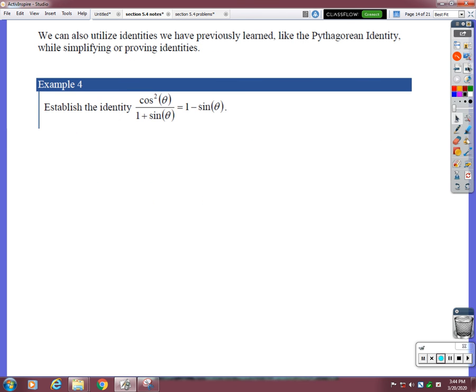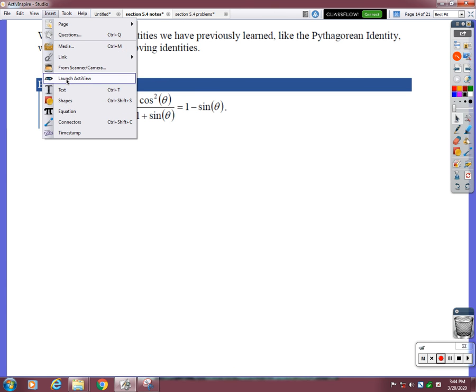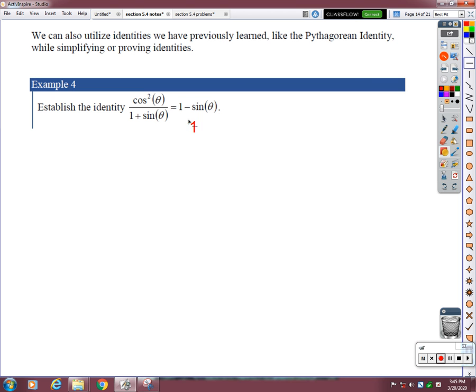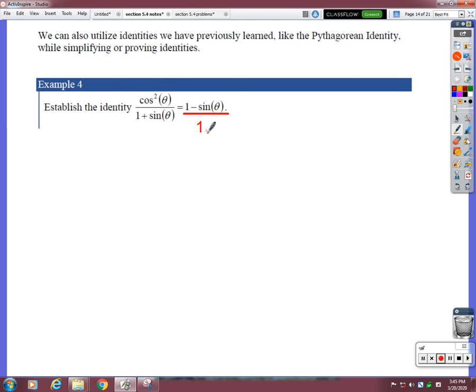Alright, do we have any more? Sure. So let's do another one here. Now this is a fun little strategy where I have cosine squared divided by 1 plus sine equals 1 minus sine. So what I'm going to do for this is think of this as being 1 minus sine divided by 1. And then I am going to cross multiply. So I'm going to multiply this times that and that times that.